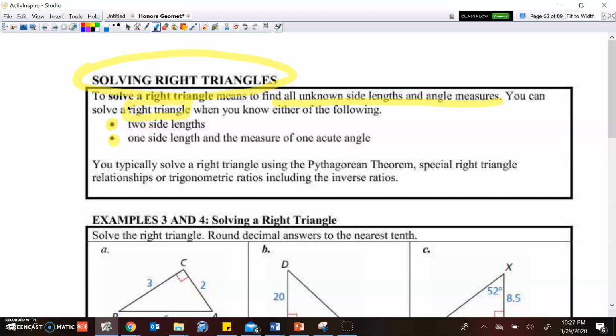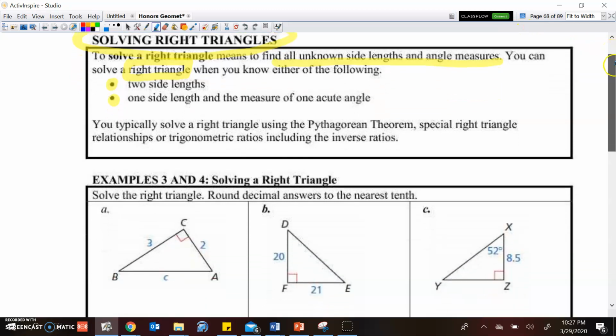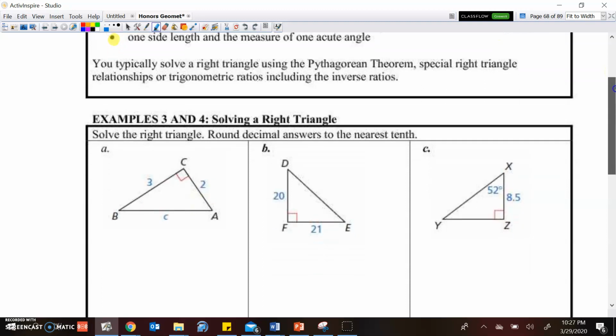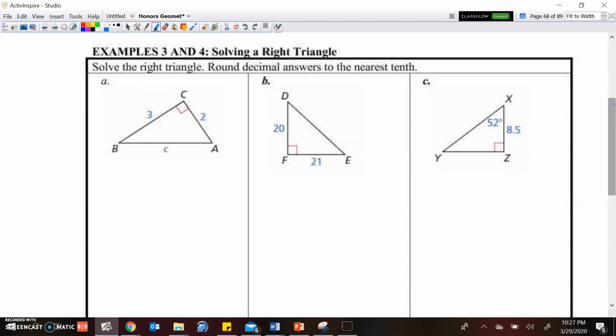Now, if you're wondering, how do you do it when it's not right? We'll get there, okay? Don't worry. So we can use the Pythagorean theorem, special right triangle relationships, or trig ratios, depending on what's given. So let's try a couple.